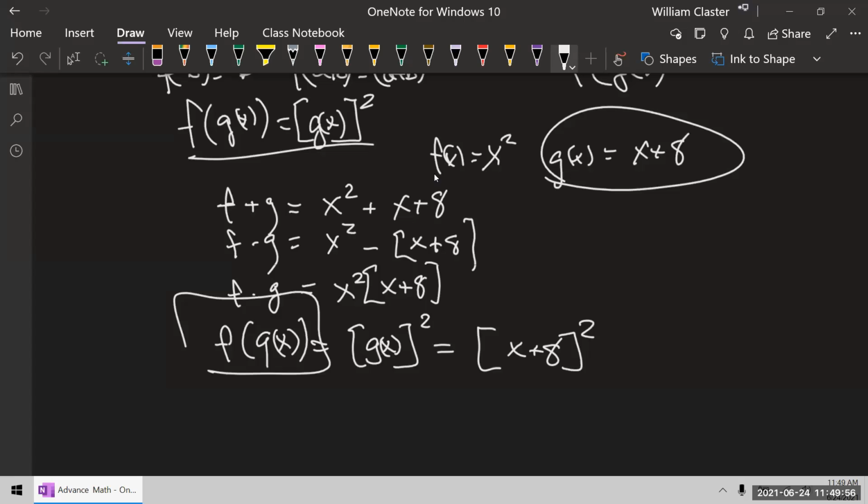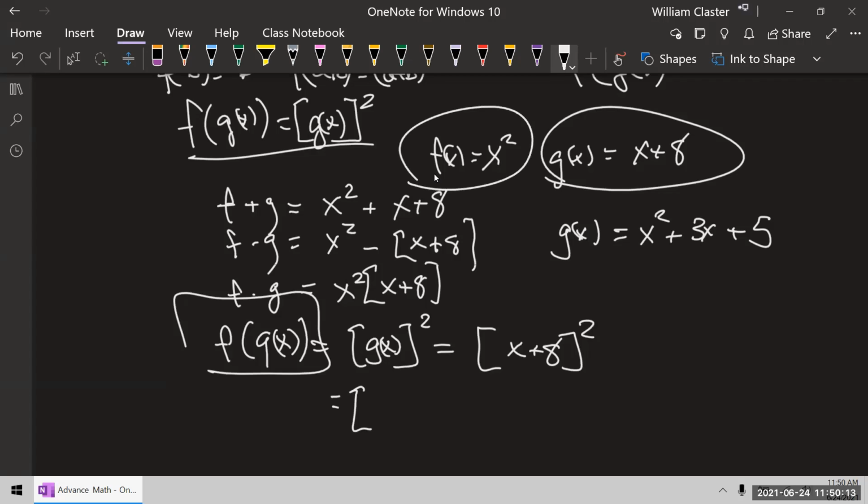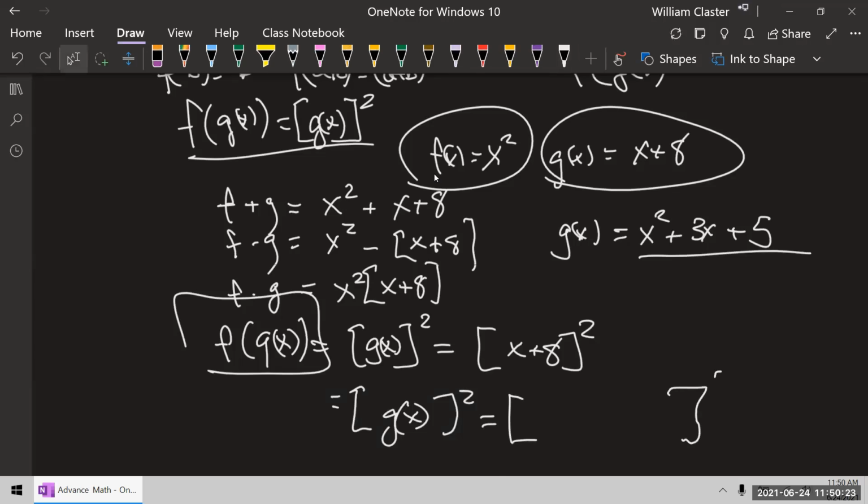Suppose g was equal to, instead of this one, x squared plus 3x plus 5. So what is f of g of x then? Well, f is still the same, so it means whatever it is, I should square it. And in this case, it was that. So it means that you square x squared plus 3x plus 5. So whatever that is, that's what we mean by f of g of x.